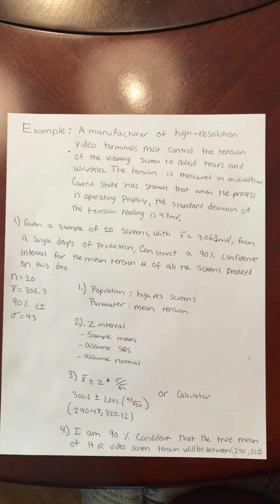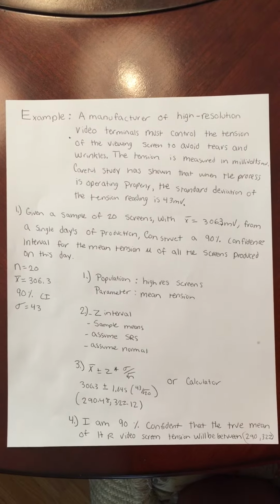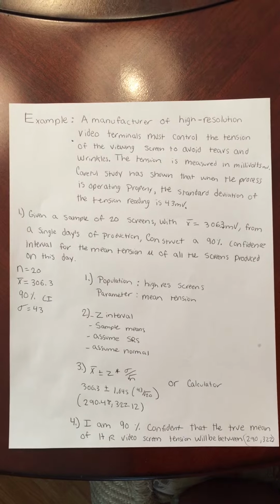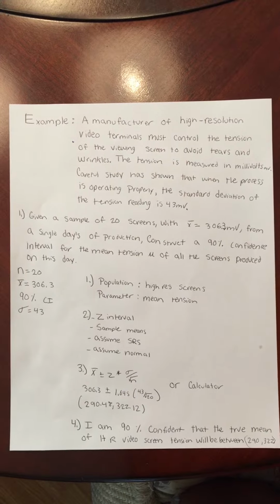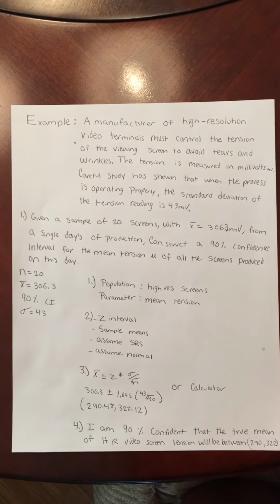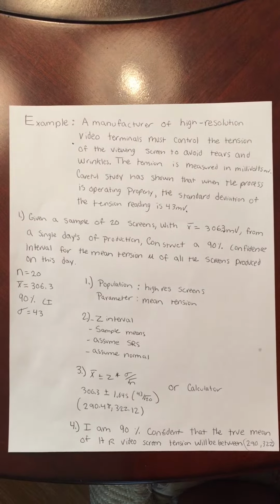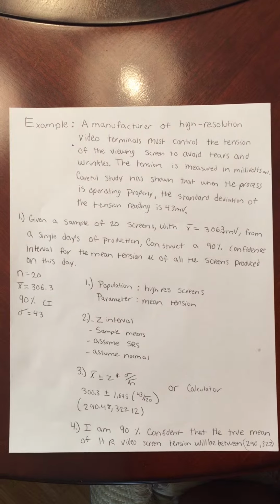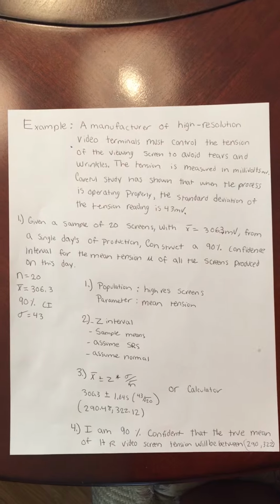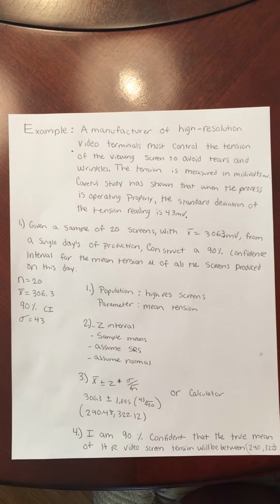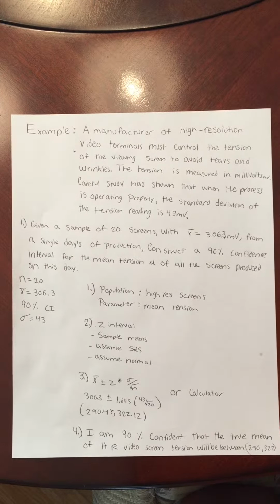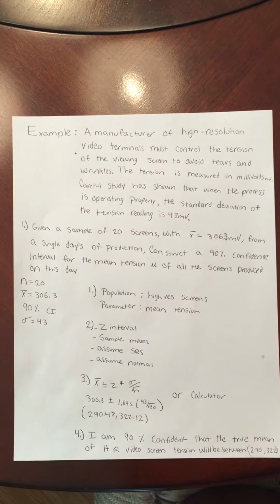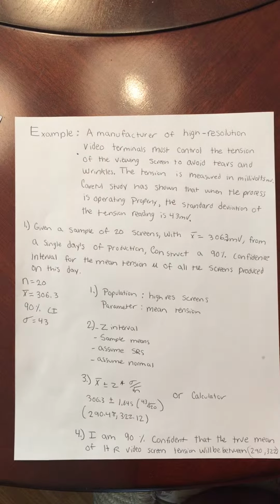This is an example of putting it all together. A manufacturer of high-resolution video terminals must control the tension of the viewing screen to avoid tears and wrinkles. The tension is measured in millivolts, or mV. Careful studies have shown that when the process is operating properly, the standard deviation of the tension reading is 43 millivolts. Given a sample of 20 screens with x bar equals 306.3 millivolts from a single day's production, construct a 90% confidence interval for the mean tension mu of all the screens produced on this day.